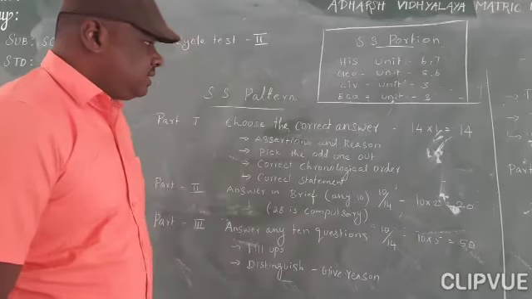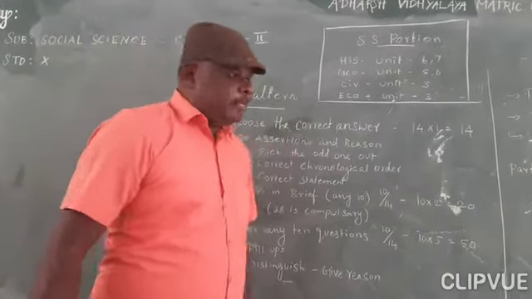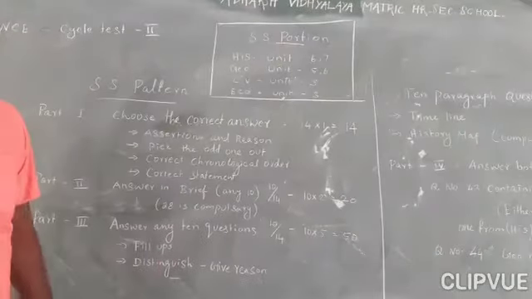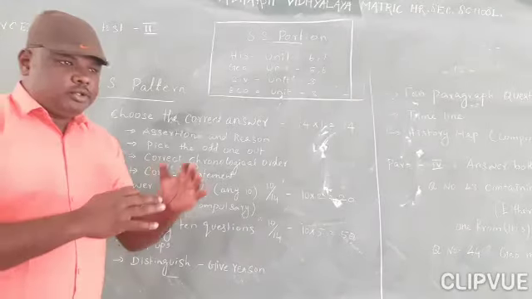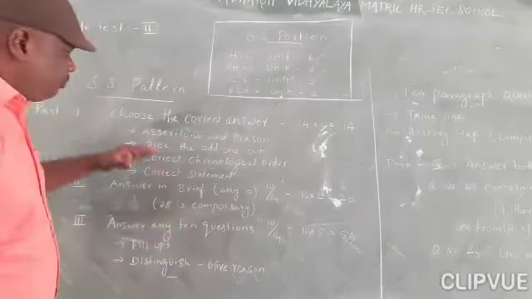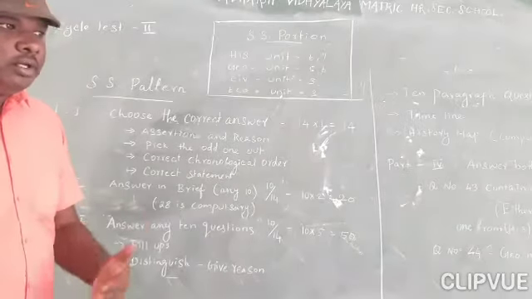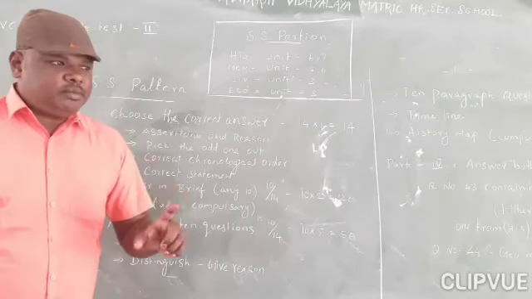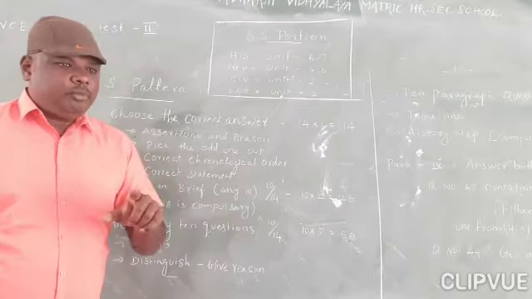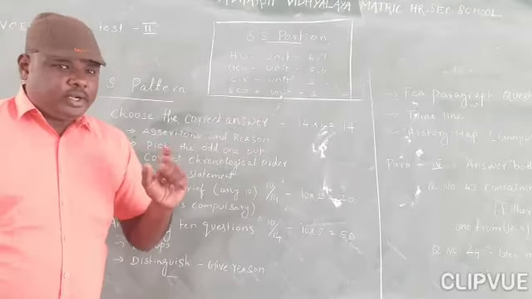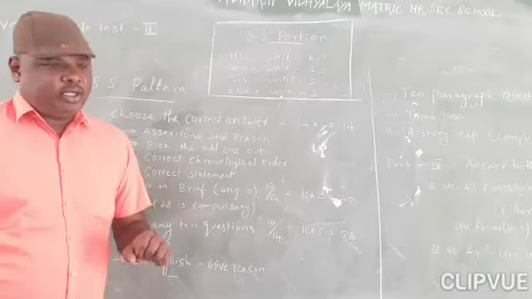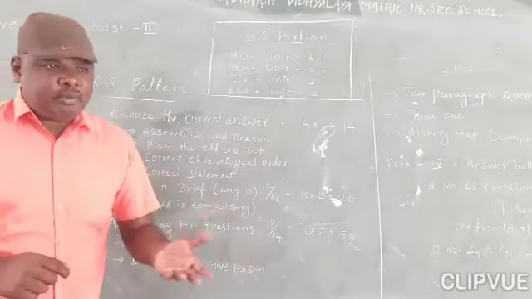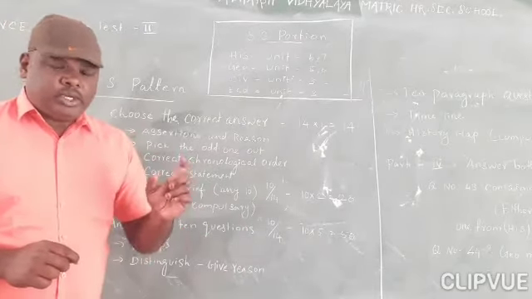First, choose the best answer, part 1, 14 marks. Normally, choose the best answer contains different types of questions. You have the normal choose the best answer questions. Along with that, you have assertion and reason. You know very well, you already attended some questions. So read the question clearly and answer. Sometimes the question may be from book inside, and that time you may be confused. So read the question twice, think and answer properly. Then pick the odd one out. If it is book back, it's very easy. Sometimes it's book inside also.